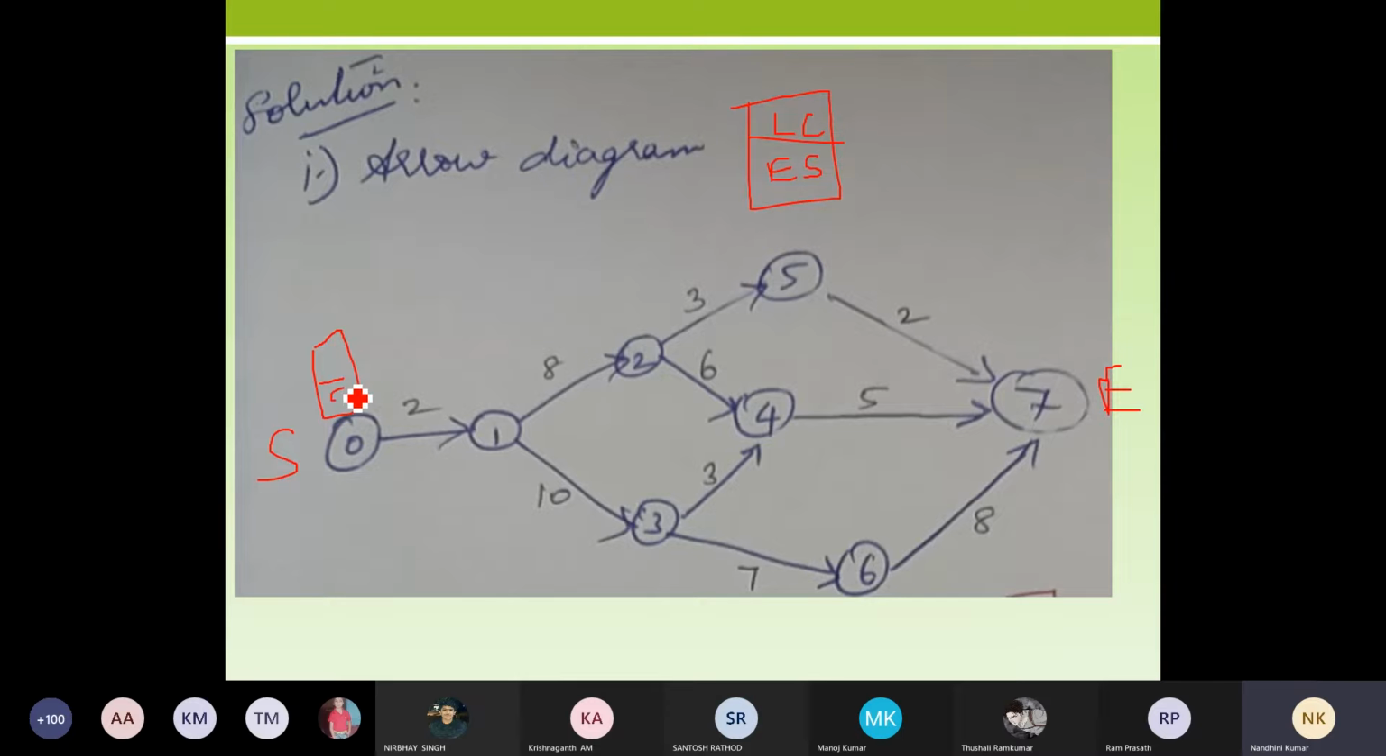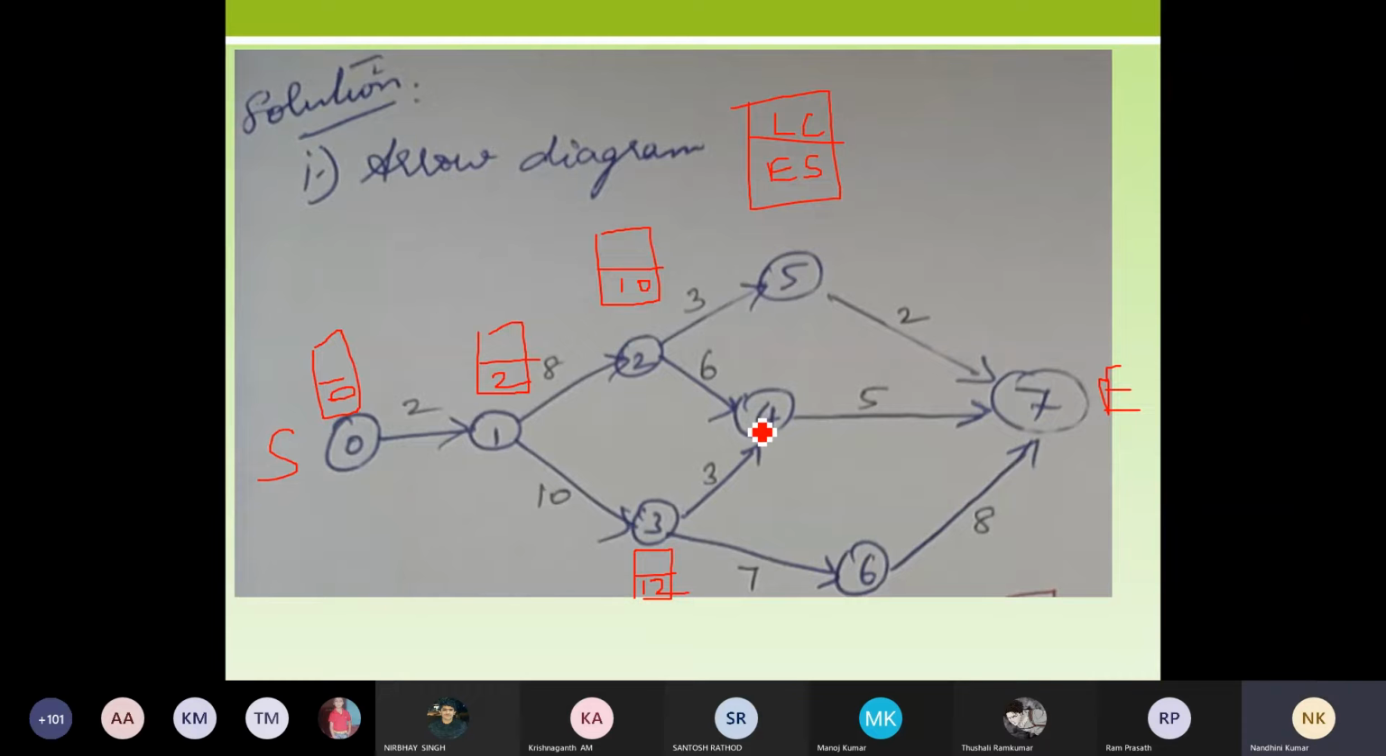For my 0th activity, it is going to be 0 here. And for my first activity, I'm going to do 0 plus 2, that will give me 2. When I go to my second activity, I'll be having 2 plus 8 duration here. So it is 10. Okay. Now when I go to my third activity, it is going to be 2 plus 10 gives me 12. So I'm marking it as 12. And now I'm going to my fifth activity.